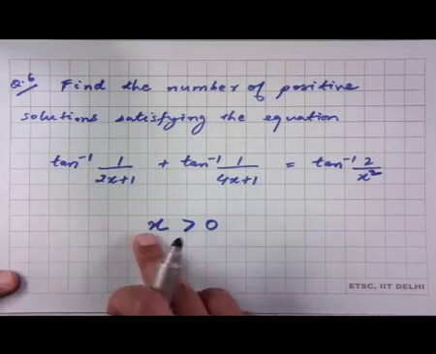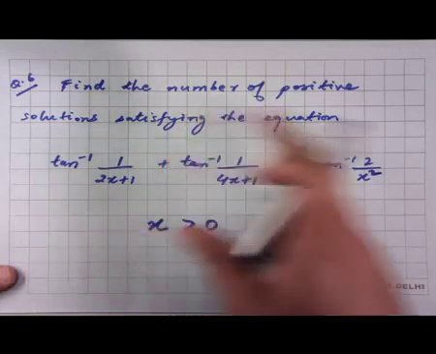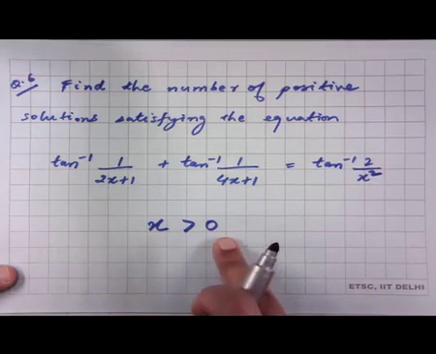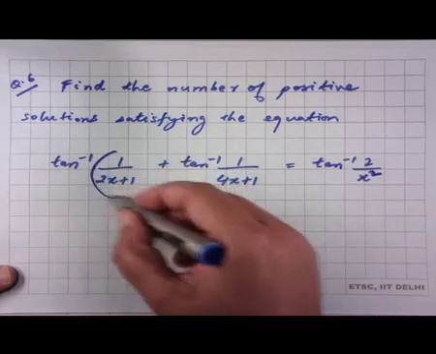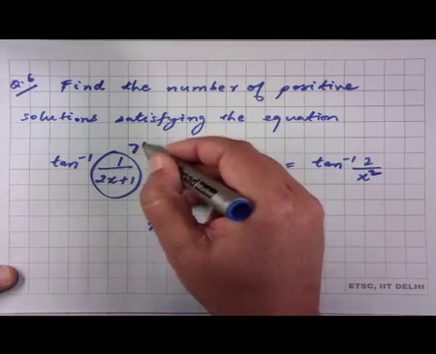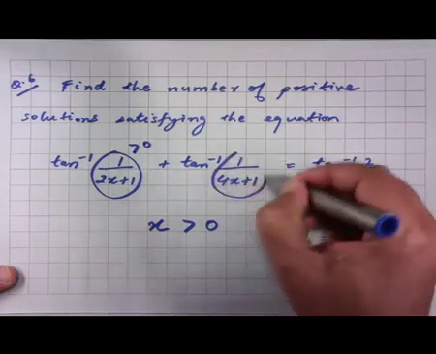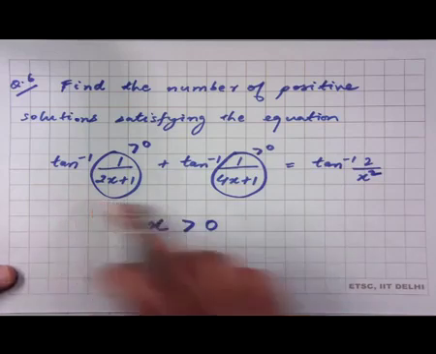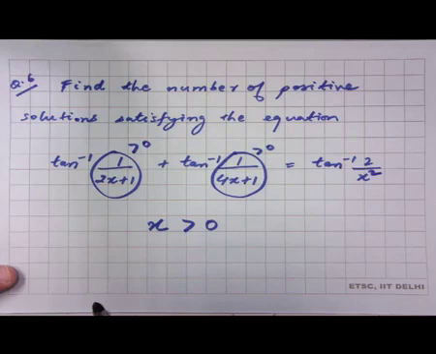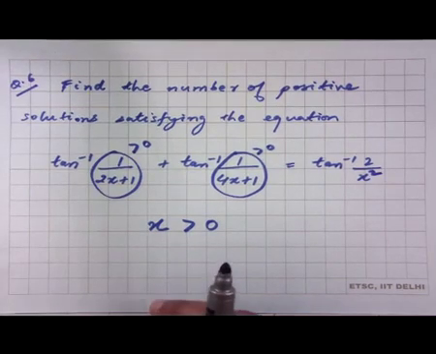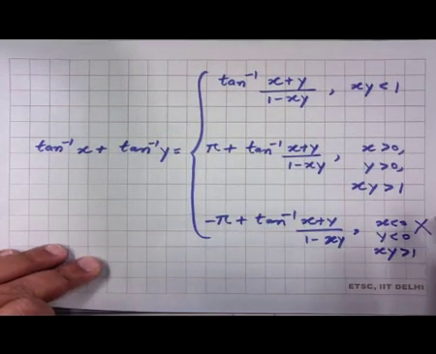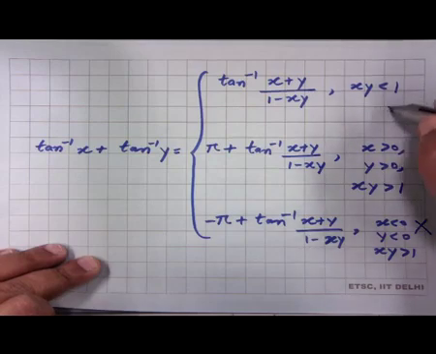For this current problem at hand, since we are only interested in finding the number of positive solutions, so x greater than 0. Whenever x is greater than 0, it is clear that 1 by 2x plus 1 is also greater than 0, and so is 1 by 4x plus 1. So both of these arguments of the tan inverse function are positive, and therefore obviously this particular case is ruled out. So the only two cases which can now apply are either this case or this case.